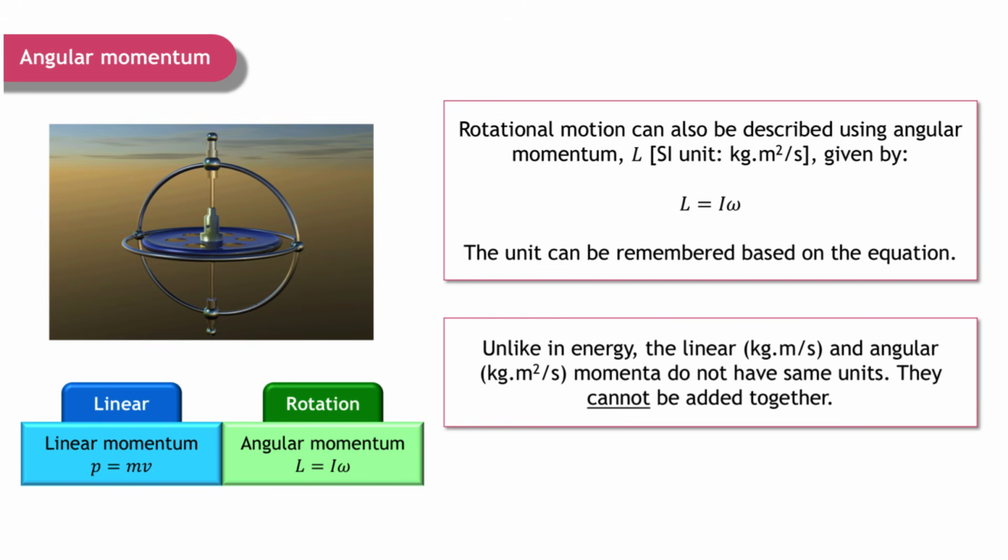Finally, just as linear motion has momentum, rotational motion has its own equivalent called angular momentum. It depends on both the object's moment of inertia and its angular speed. This is another direct analogy between linear and rotational motion. Linear momentum becomes angular momentum. One important difference is that, unlike kinetic energy, linear and angular momentum have different units. Therefore, they represent different physical quantities and cannot be added together. In the next section, we'll see why angular momentum is such an important conserved quantity in rotational motion.